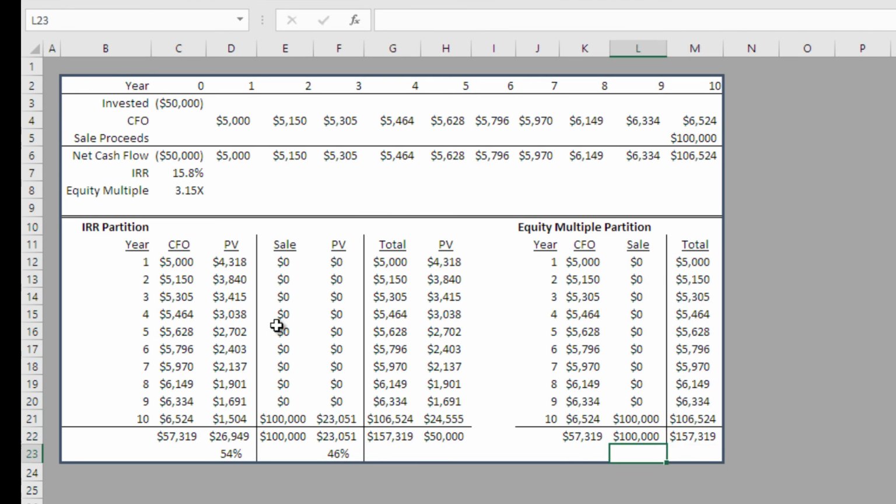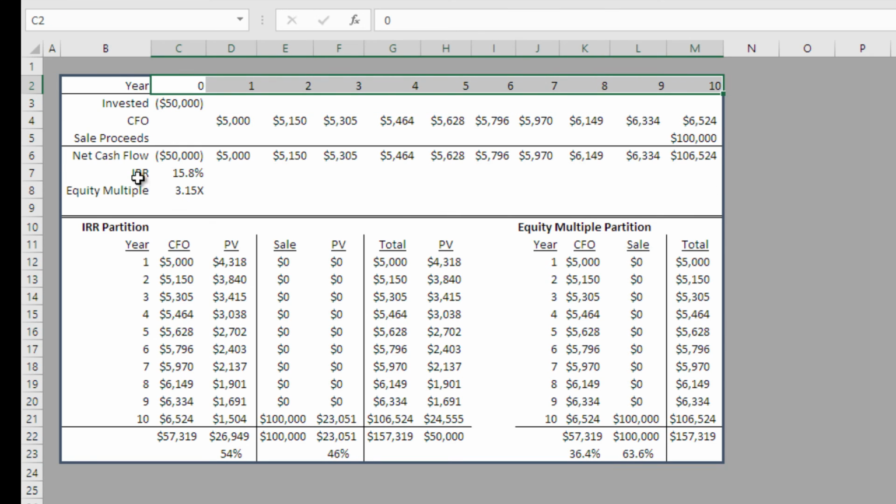And then again, I'm going to do a similar thing. I'm going to find out what proportion of this total amount is income. So I just do this divided by this, 36%. And this one here is 63.6%. And so what this tells us is if we're only looking at our returns from an equity multiple basis, we're going to assume that the majority of our returns are coming from the sale. And that's because we aren't taking into account time value of money.